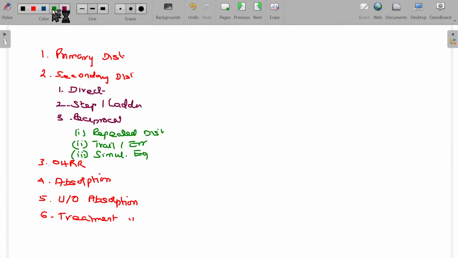Primary distribution will be done with the help of a basis of allocation and apportionment.